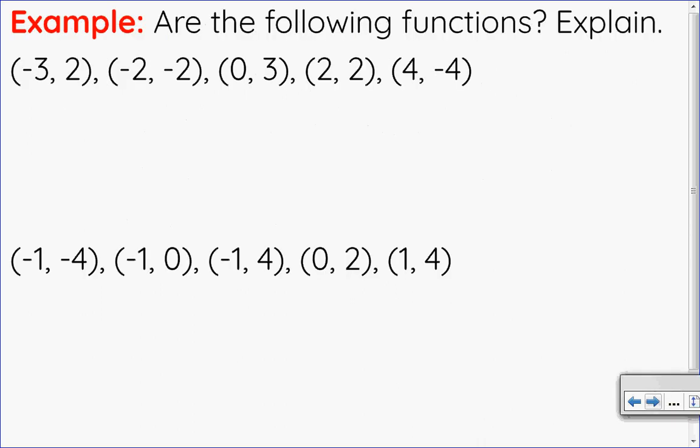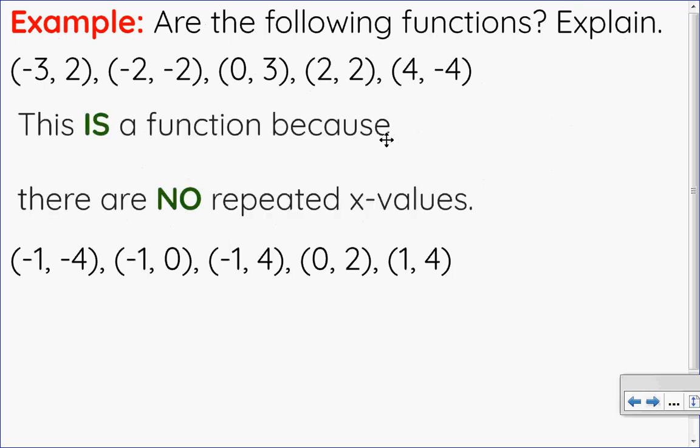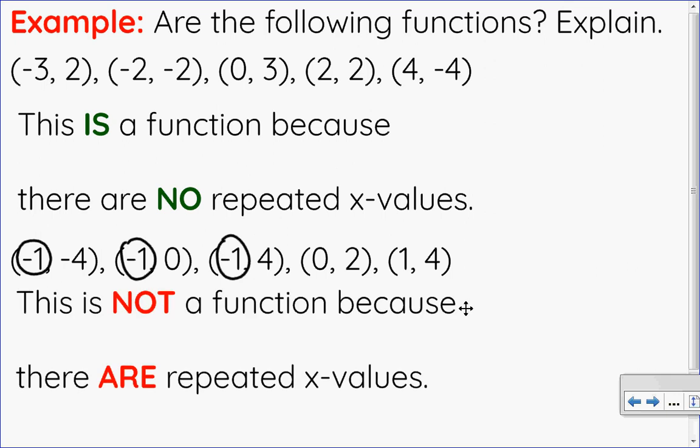For example, we want to know, are the following functions? So if I look through here, I can see that I have no repeated X values. Since I have no repeated X values, I can say this is a function. One X goes to one Y. In the next example, can you see how I do have some repeats? I have a couple -1s. So -1 is not going to one Y value, it's going to many Y values. So this is not a function because there are repeated X values.